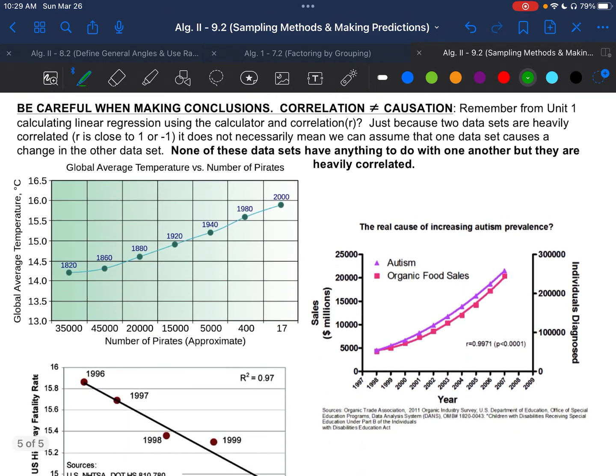Now I want to note here that be careful that just because two things are correlated does not mean that one causes another. So just because as something increases, another thing increases or decreases, doesn't mean that they're related. So we didn't talk about this in 2023 school year because we didn't have those graphing calculators in on time. And that's this part right here.